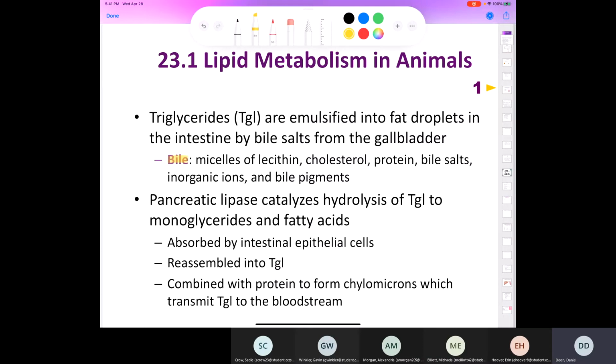When you consume a fat from, let's say, a cheeseburger, the droplets of fat that you're taking in are pretty big. So there's not going to be enough surface area for enzymes like pancreatic lipase to act on those fat droplets, and so we have to break them up. Again, they're emulsified by bile salts.